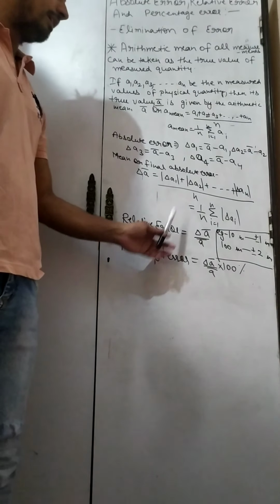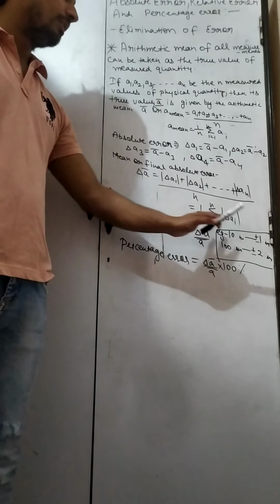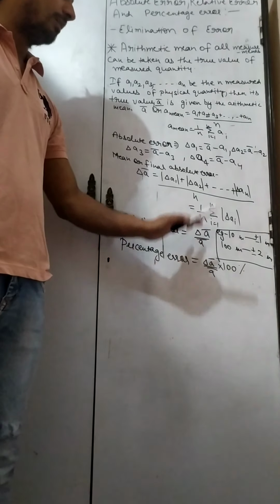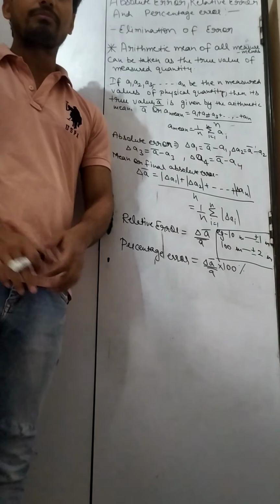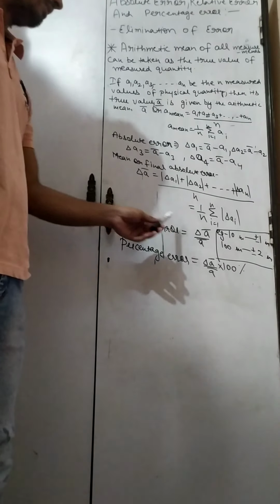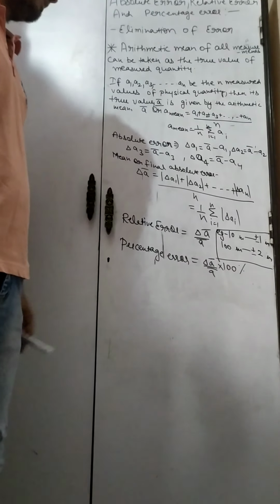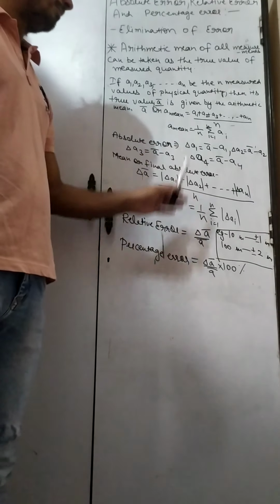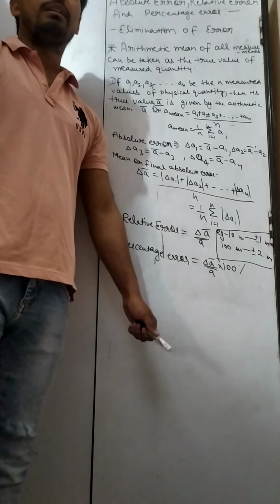Why do we use relative error? It is the function by which we come to know about the true value and the error, the mean absolute error. So what is it exactly? The mean absolute error divided by the true value, A bar or A mean. And if it is percentage error, we multiply it by 100.